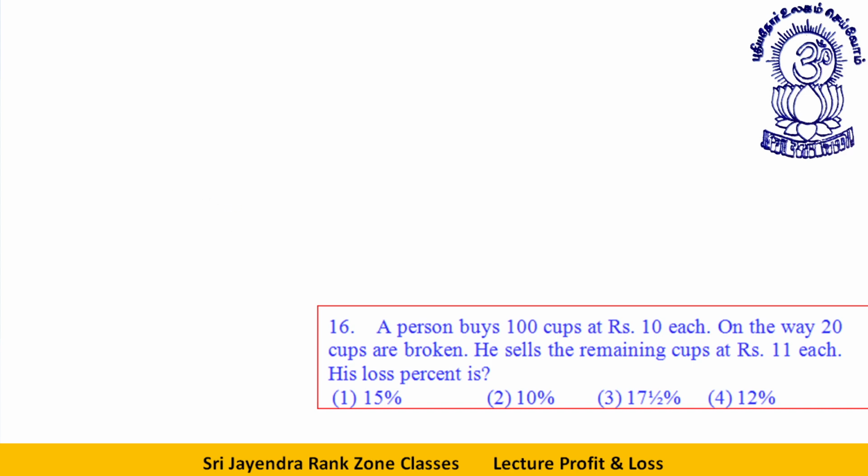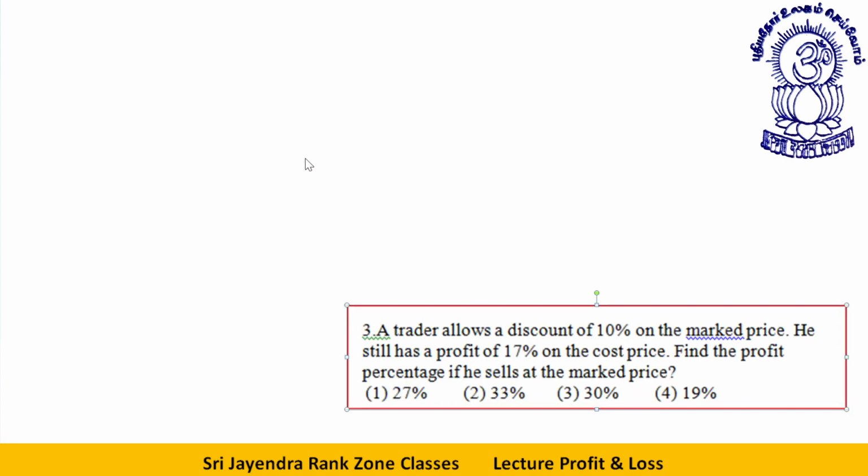Let's take the next one. A trader allows a discount of 10% on the mark price. Mark price, he still has a profit of 17% on the cost price. Find the percentage profit if he sells at mark price. 30% is the answer. Students, if you are good at calculation, you can also figure it out very easily.